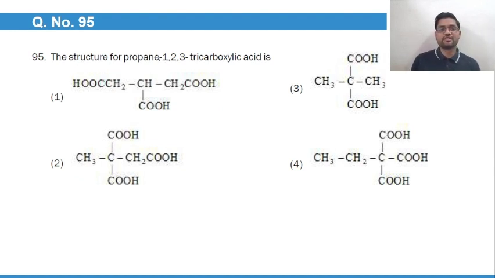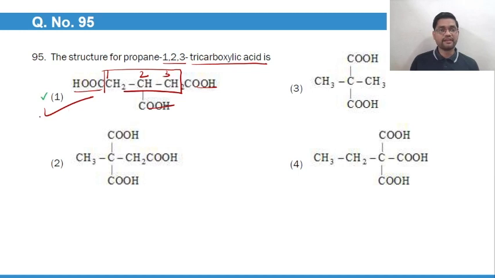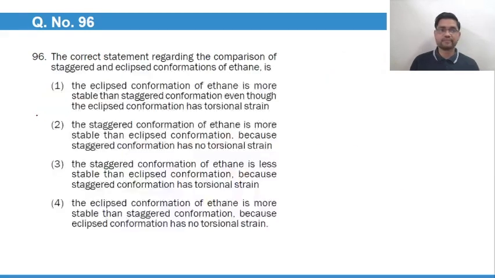95. The structure for propane 1,2,3 tricarboxylic acid is. Okay, 1,2,3 tricarboxylic acid. I can select this as the longest chain. There are 3 carboxylic acid groups as well. So we'll go with option number 1. So 95, option number 1 is the right answer.